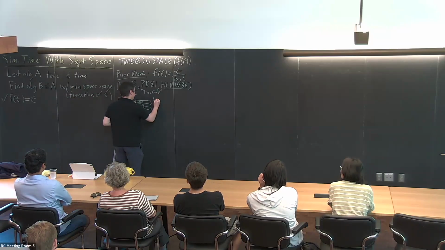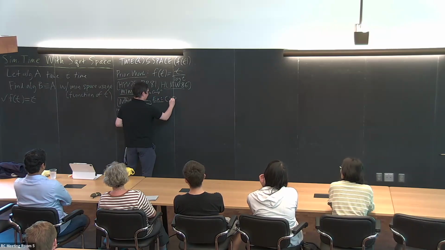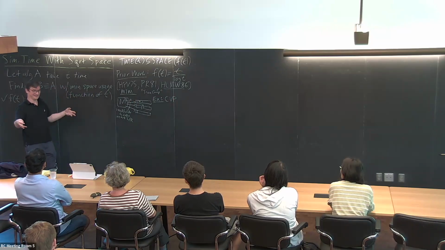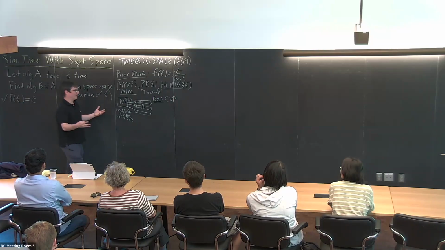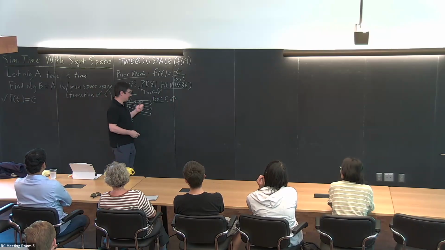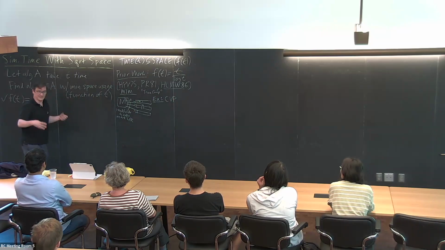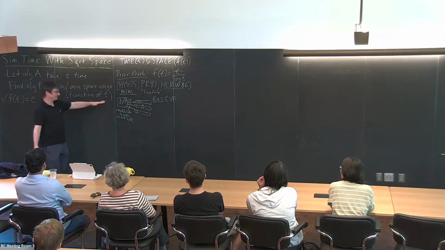So for example, the circuit value problem, circuit evaluation, can be done in nearly linear time in this model. So I give you an arbitrary logical circuit, and I give you an input. I want to know its output. This can be done for circuits of size n in polylog n time on a multi-tape machine.